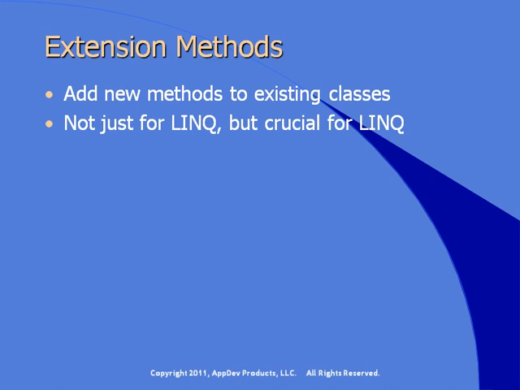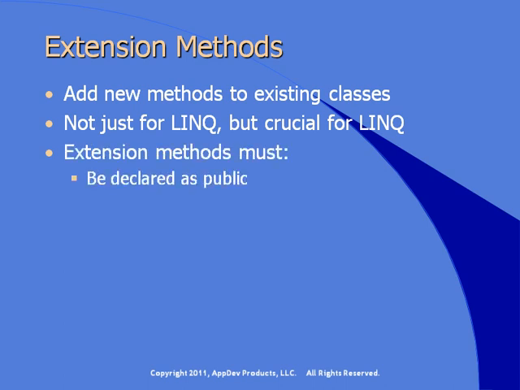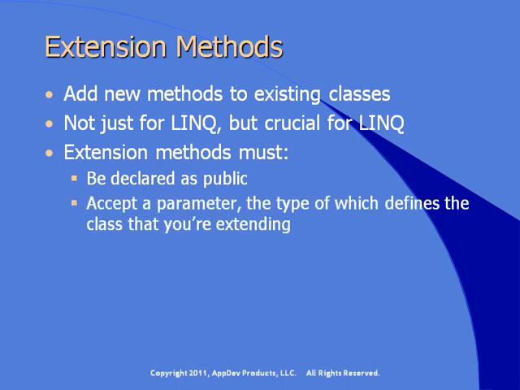Extension methods add new methods to existing classes without changing their definitions. It's not just for LINQ. You can use this in any code, but it's crucial for LINQ to work. It's the basis for how LINQ works. In our example, we'll create our own extension method, but we'll be using extension methods every time we use LINQ queries. In order for an extension method to exist, it must be declared as public. It has to accept a parameter, the type of which defines the class that you're extending. So in our example, since we're extending the IEnumerable class, our extension method must have at least one parameter. The first parameter must be of that type. That tells the compiler what it's extending.